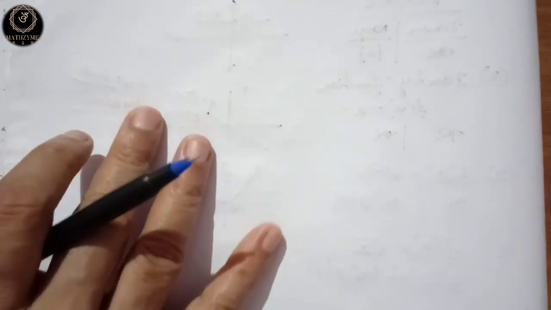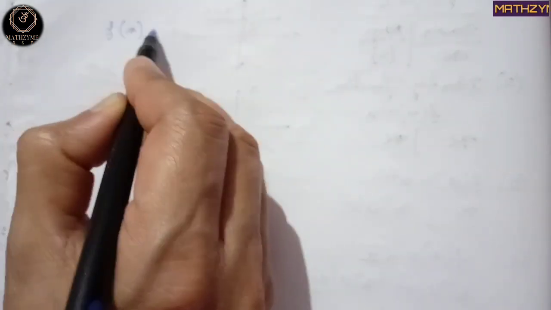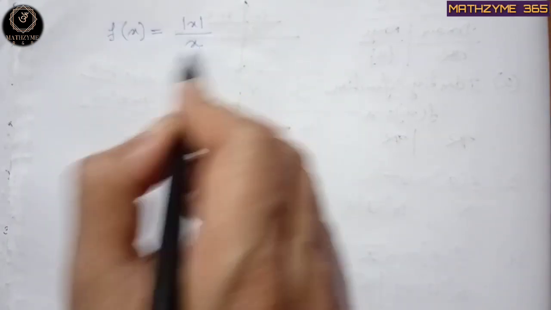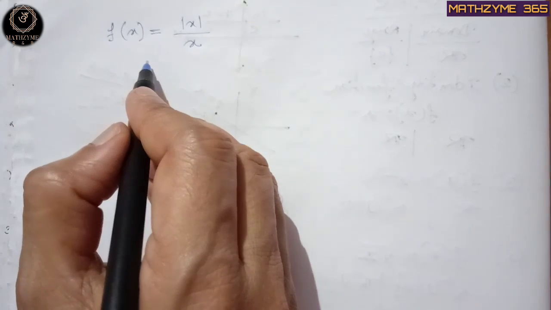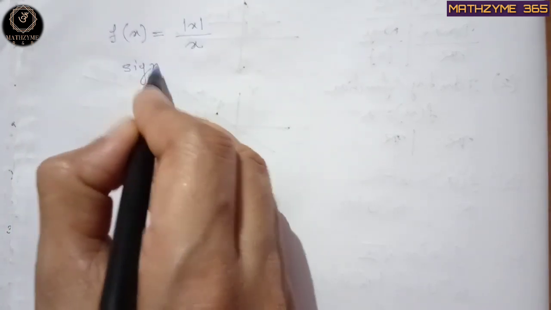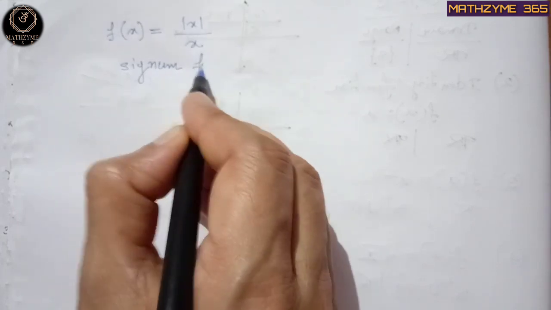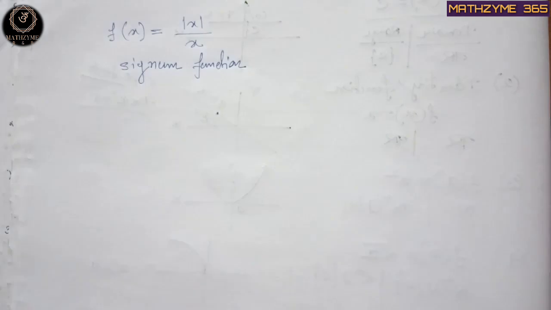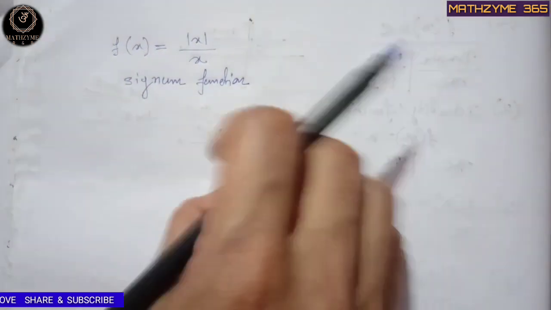Now here is some interesting function. Let f(x) equals mod x divided by x. This function is called the signum function. Okay, this function is called the signum function.